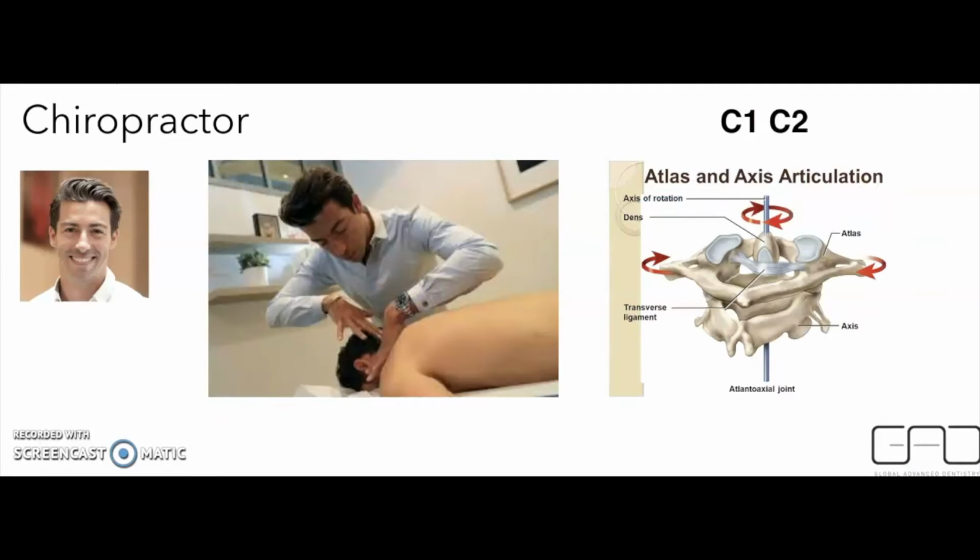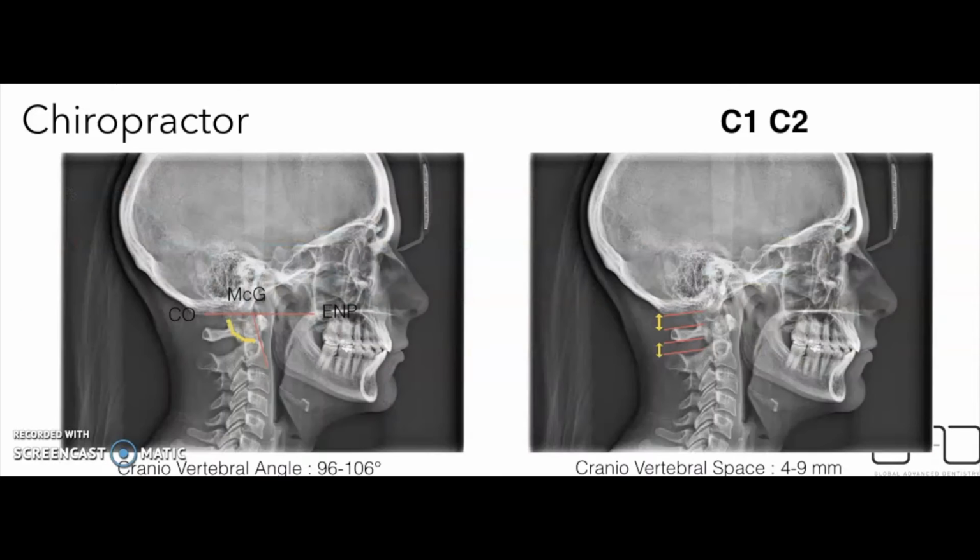Why do I need a chiropractor? Because there is a relation between occlusion and C1 and C2. I'm not a specialist about C1 and C2. I know that the chiropractor creates a correct craniovertebral angle space for my patient. And when this part is correct, I can record a new bite, increasing vertical dimension.